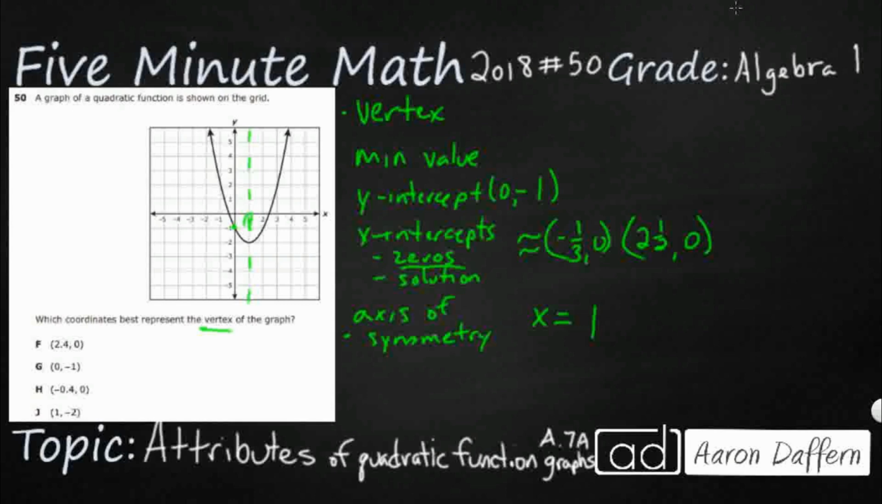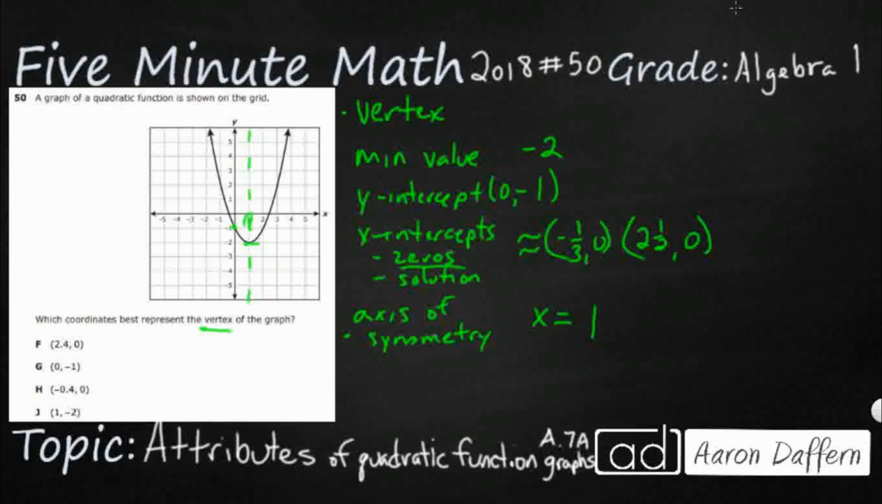Now what is our minimum value? I know we have a minimum value because it's an upward-facing parabola. An upward-facing parabola is always going to have a minimum value. If it was a downward-facing parabola, it would be a maximum value. Well, the lowest it's going to get is -2. So the x's are going to go from -infinity to infinity, but the y is going to go from -2 up. That's the minimum value.